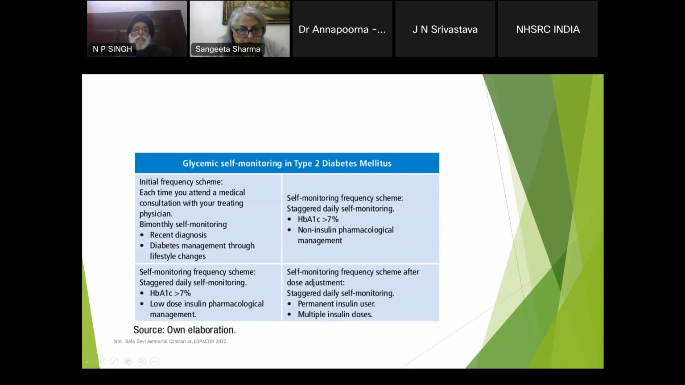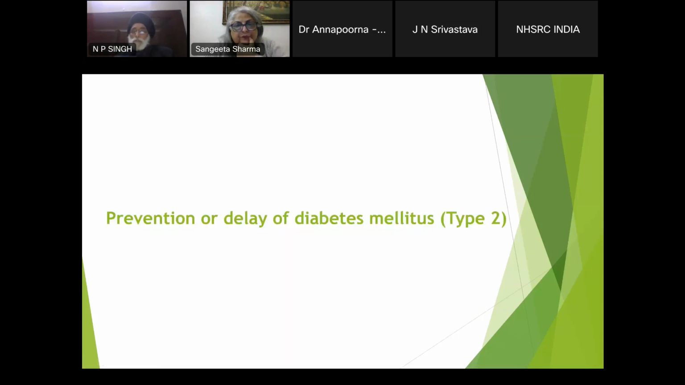We should do an initial frequency scheme. For those who are recently diagnosed or whose management of diabetes is through lifestyle changes, this should be done every month or every 2 months, or staggered daily self-monitoring if your HbA1c is high and if you are on insulin treatment. Similarly, staggered daily self-monitoring if you are on non-insulin pharmacological management, and the same is true of patients who are using insulin permanently. So the idea is that you should teach the students, the ordinary persons, how to self-monitor their glucose.